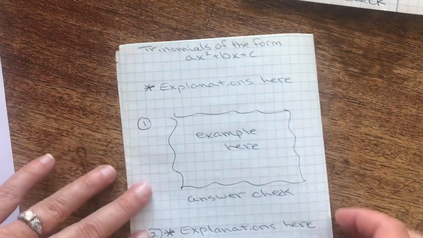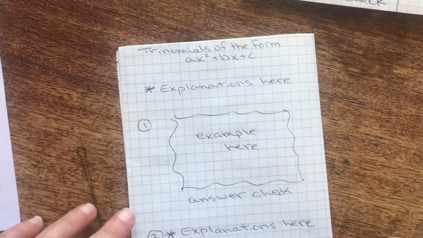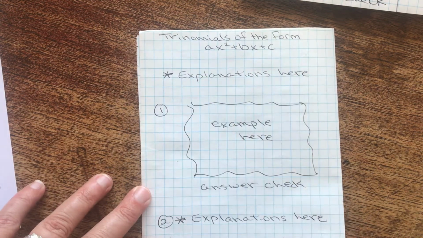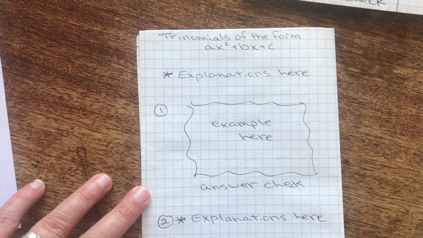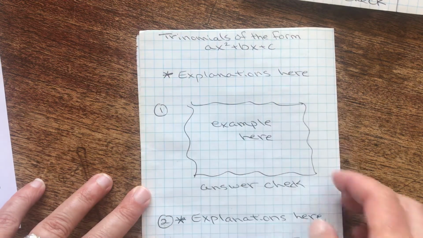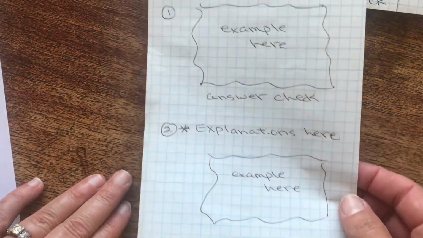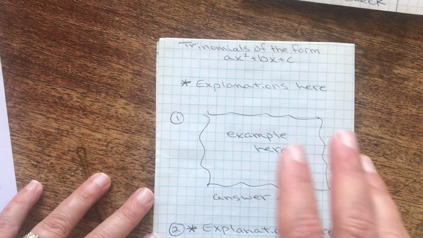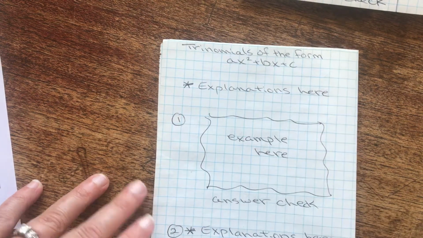I would assume most people are going to pick the book just because you have a lot more space to show me what you know. And the last page is that trinomial of the form ax squared plus bx plus c. You're going to put your explanations here, and you have 2 examples, and you're going to do your answer check. And again, this is where you split that middle term, and then you use the Punnett square. Hint, hint, those are probably things that should go in your explanation.